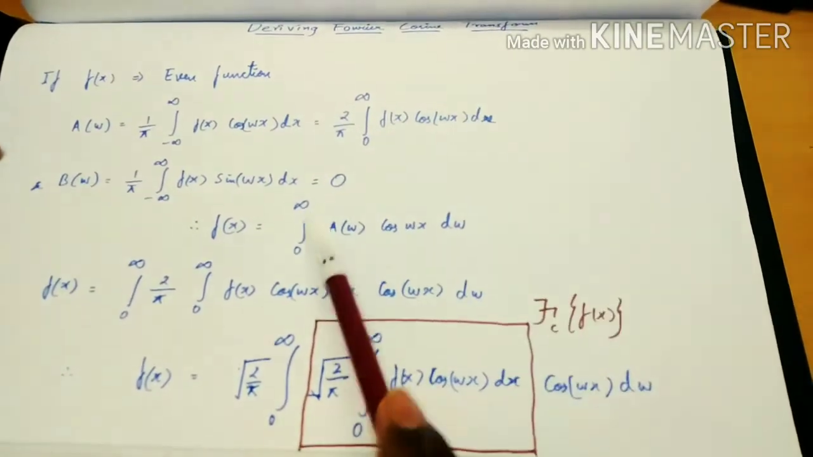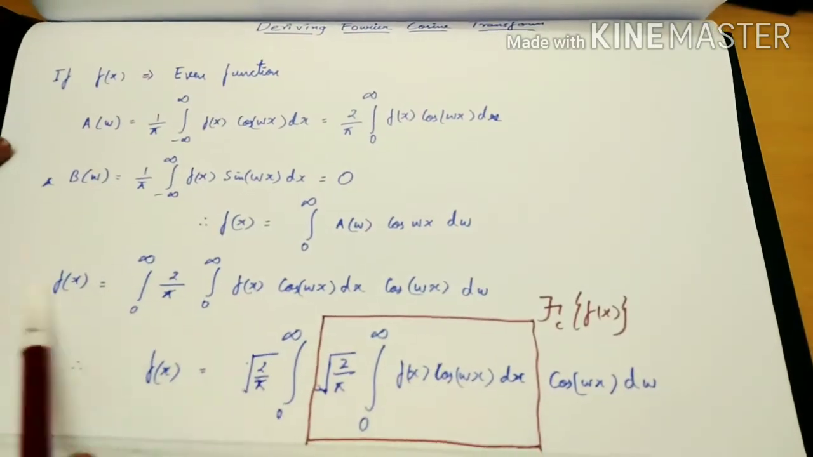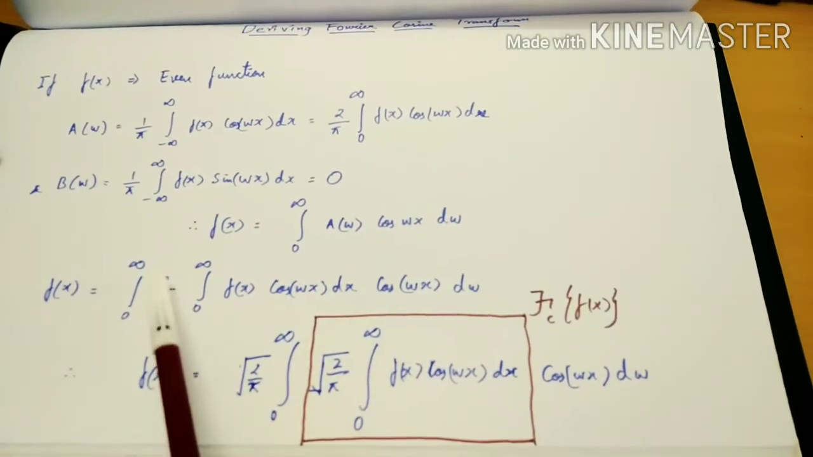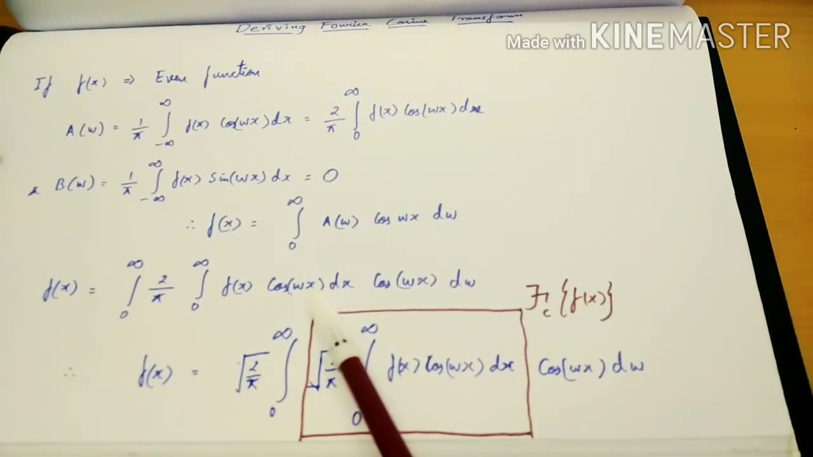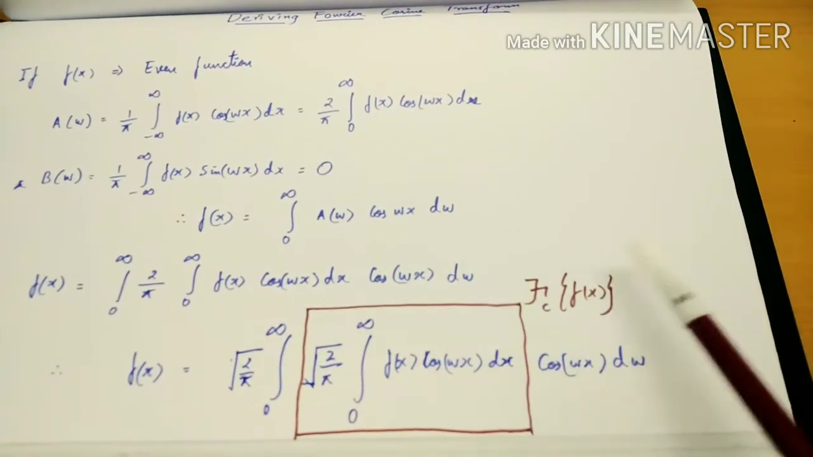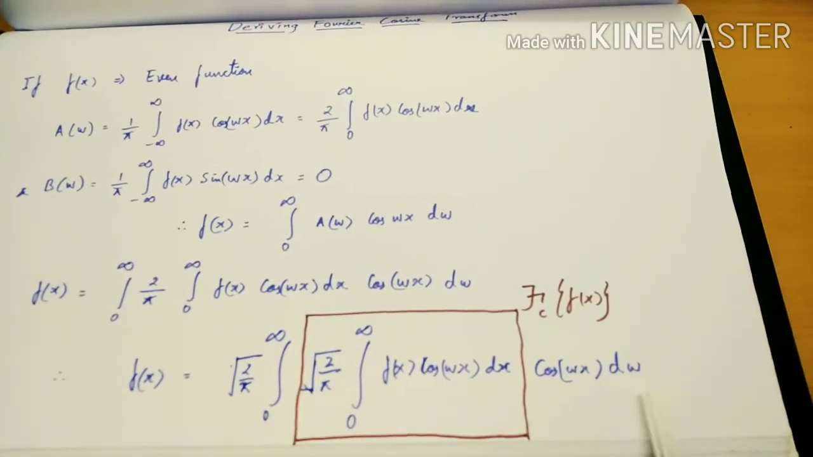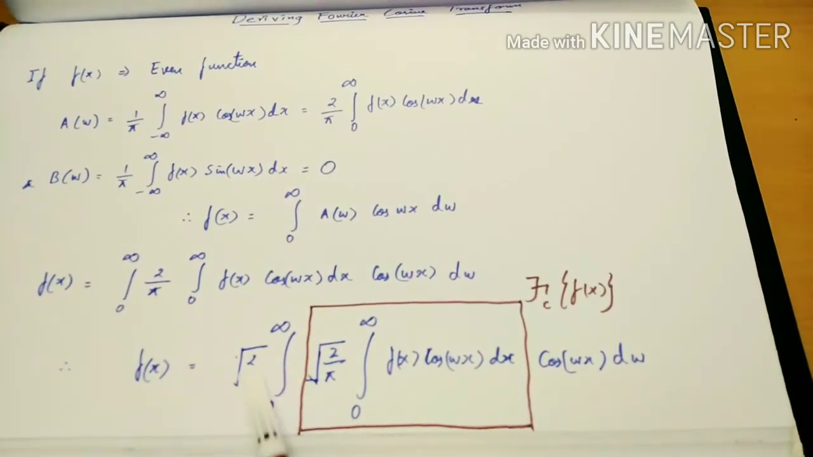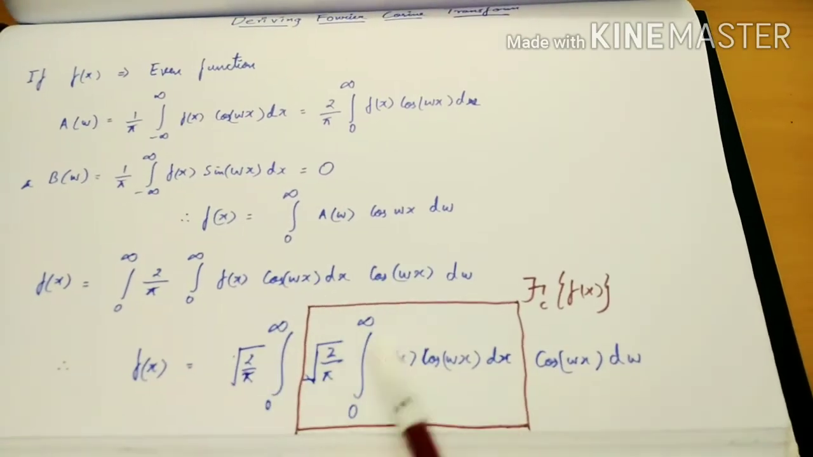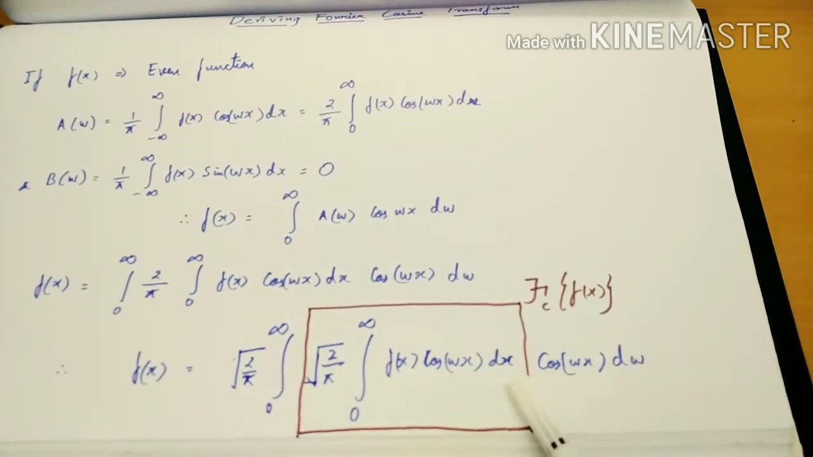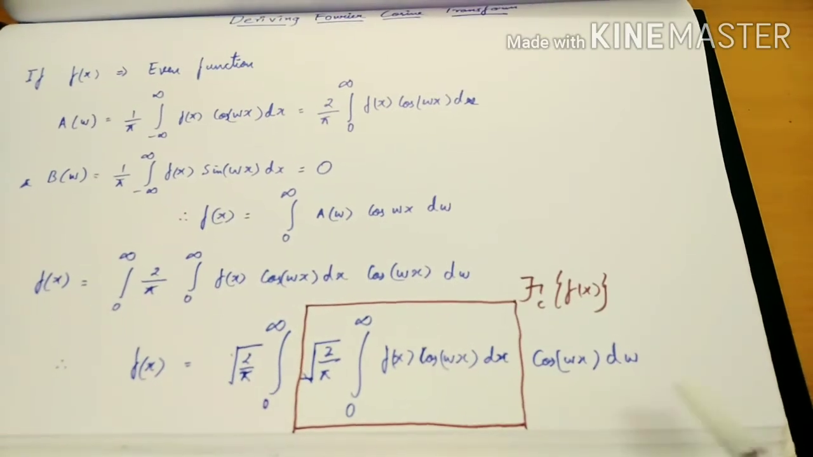Similarly, substituting A omega and B omega in f of x, we get this integral 0 to infinity 2 by pi integral 0 to infinity f of x cos omega x dx cos omega x d omega. Similarly, rewriting, we end up with this expression: root over 2 by pi integral 0 to infinity root over 2 by pi integral 0 to infinity f of x cos omega x dx cos omega x d omega.